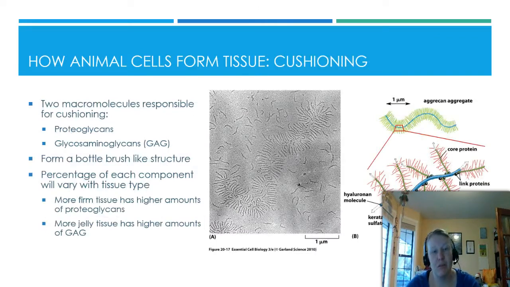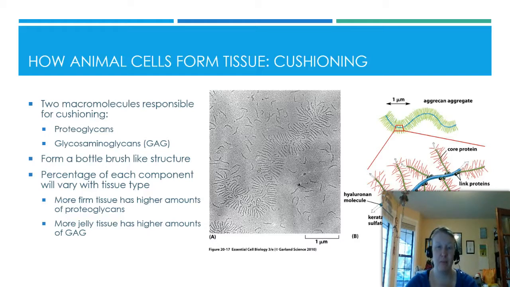As I mentioned, most of the space in tissue is the ECM. And it's just there, it's not filled up with cells. And so what we need to fill in the gaps is this cushioning, and it's a gel. There are gels and proteins that help do that. So you have the two macromolecules. We have the proteoglycans and the glycosaminoglycans, which is GAG. And you can see those here on this slide.